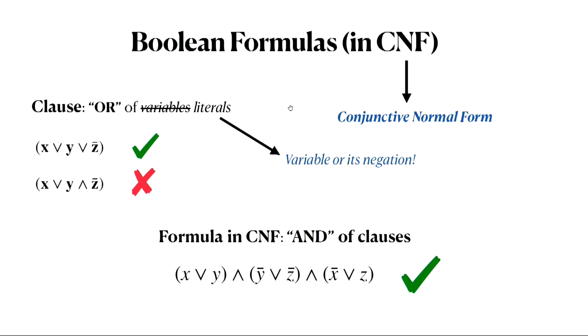And I say a formula is in CNF if I have an AND of clauses. So x or y, y bar or z bar, x bar or z. These are three clauses, and I have an AND of these three, so this is just a basic Boolean formula in CNF. So given a formula, what am I interested in?